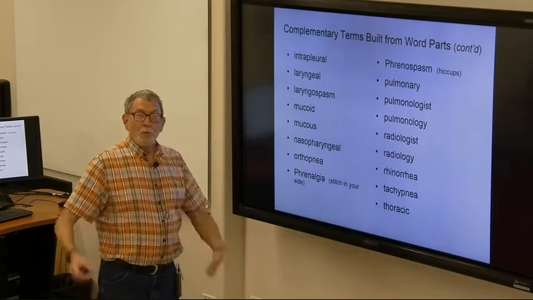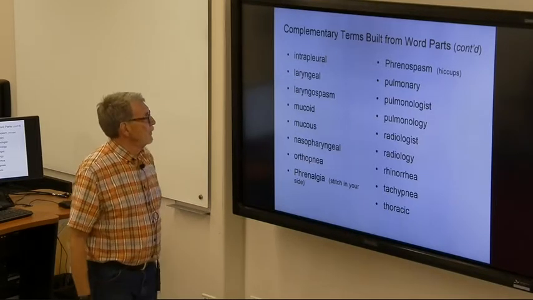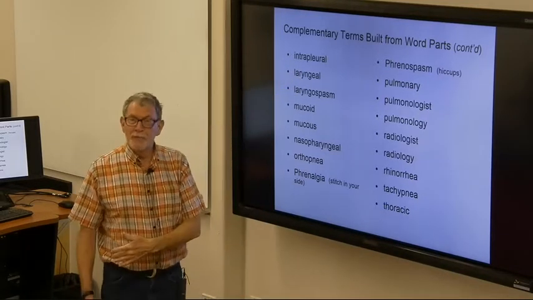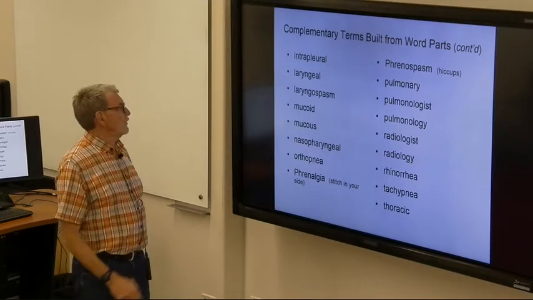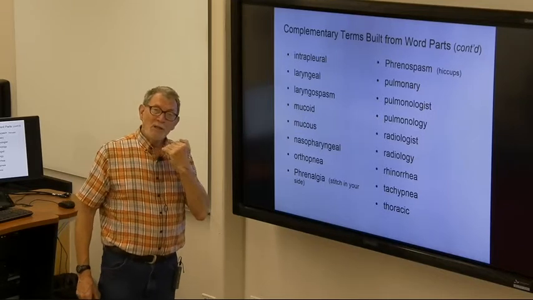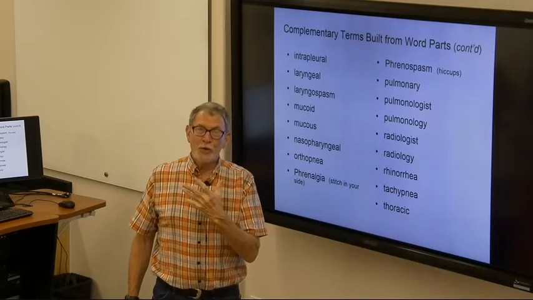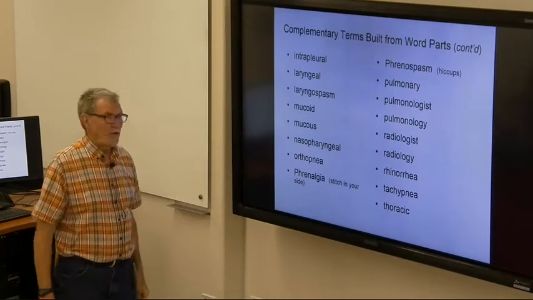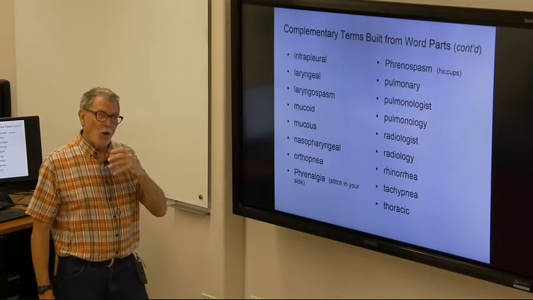Intrapleural, within that pleural space between the lung and the chest wall. So you could have intrapleural effusion or intrapleural inflammation or something. Laryngeal, your larynx, voice box. Laryngospasm, if you breathe in something that is really an irritant, it can cause your voice to spasm up so you can't speak temporarily. Or even if you inhale a little bit of water. Have you ever tried talking right after that?